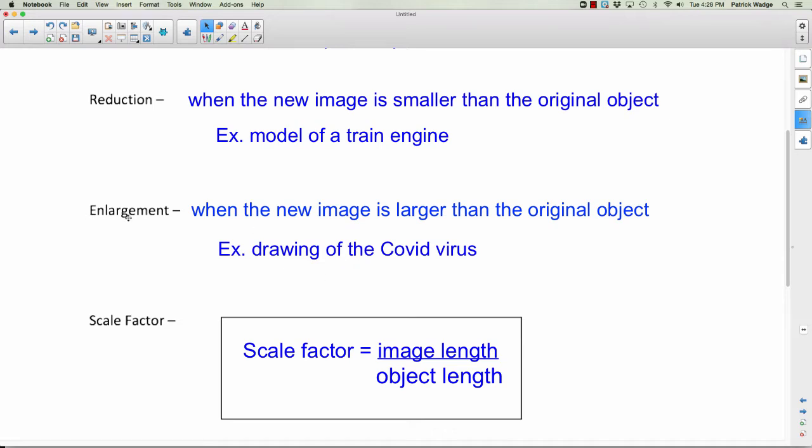If you had an enlargement, think of the virus here. You have an object, which is very, very small, the virus, and you have an image, the drawing that someone's done of it, which is bigger. So if you take a big number and divide it by a small number, what kind of number do you get? You get a fairly big number. You get a positive number, and you get a number that is bigger than 1. If the scale factor is larger than 1, it's definitely an enlargement.